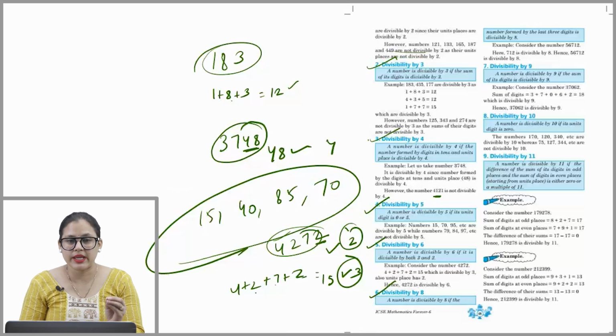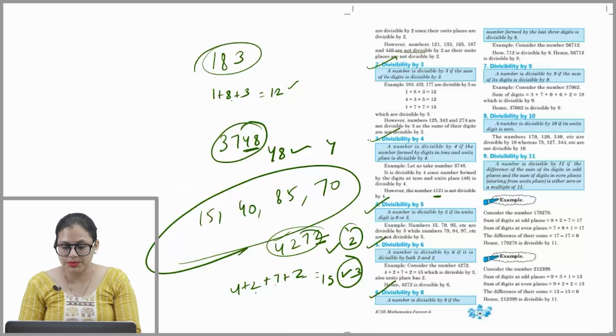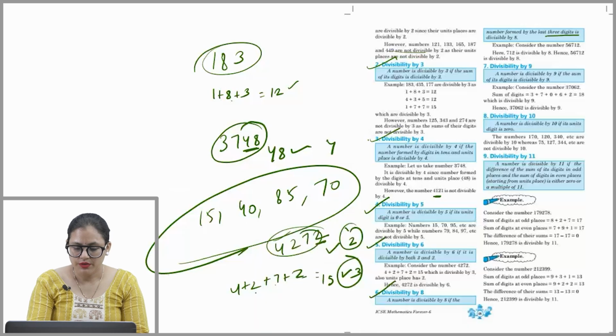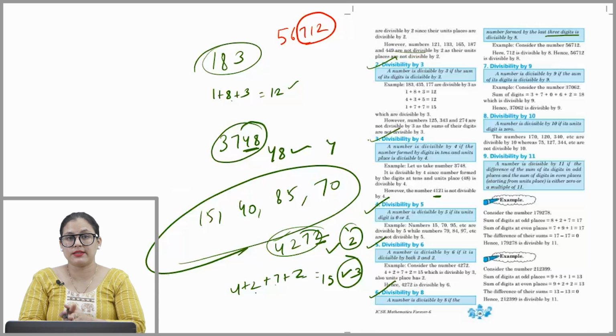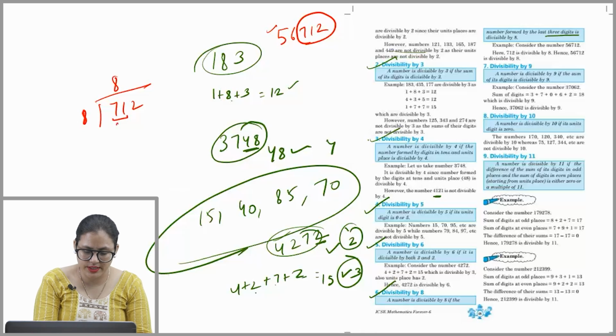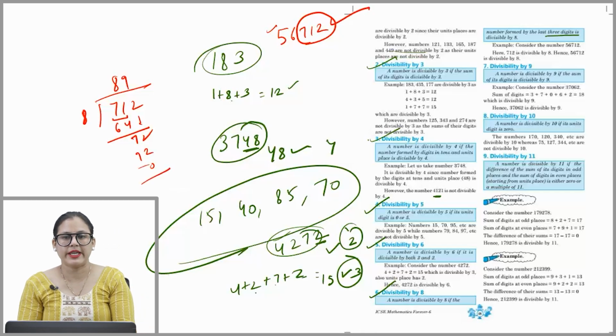A number is divisible by 8 if the number formed by the last 3 digits is divisible by 8. For example, you have this number 56,712. We will consider these 3 digits. If this number is divisible by 8, then the whole number will also be divisible by 8. So, by dividing we will find out. 8 8s are 64. 11 minus 4 is 7, 8 9s are 72. That means this number is divisible by 8.